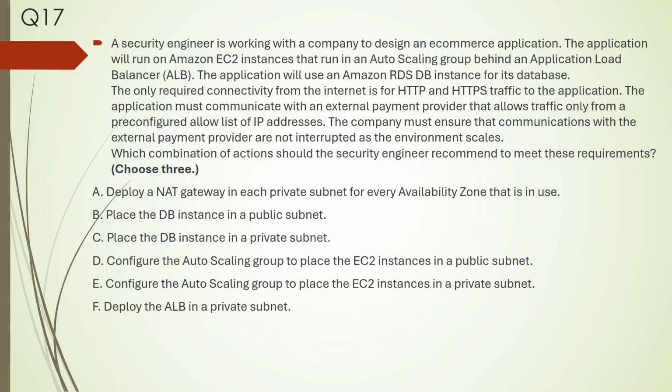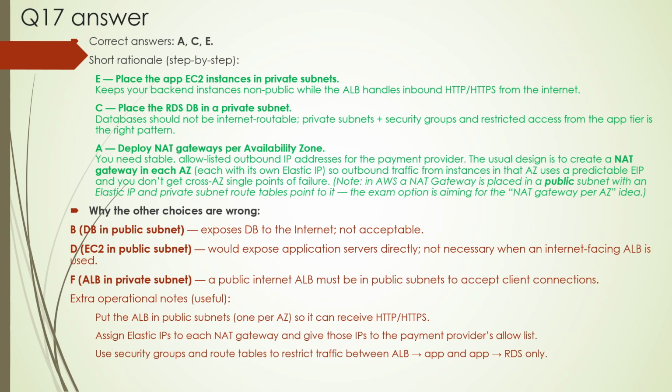So, the EC2 and the DB should be in the private subnet. So, that should be C and E. And for you to be able to reach the payment system, you will need to use a NAT gateway. So, there should be A, C, and E. Okay. So, basically, you just have to place the EC2 instances in a private subnet, so it's not available on the internet for other users, and RDS is also in the private subnet.